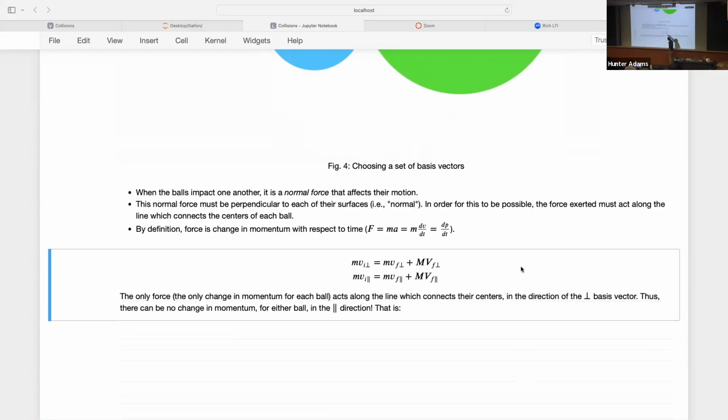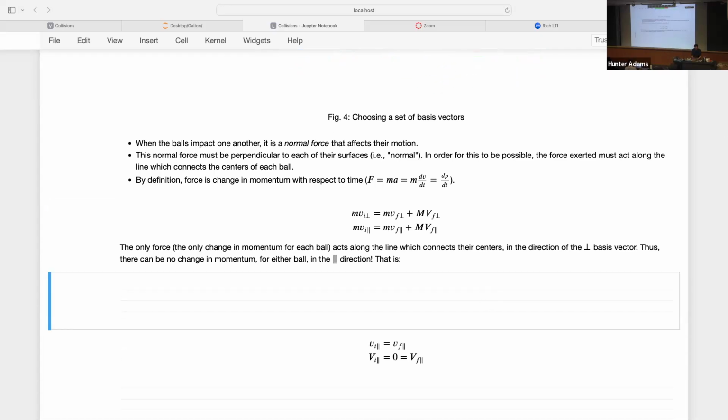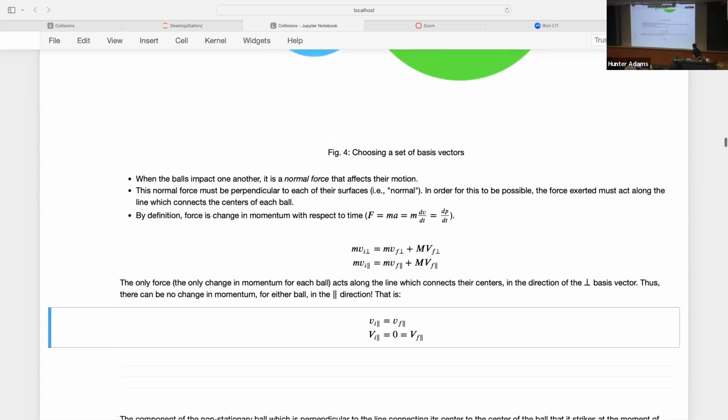But in these axes, the force only acts in the perpendicular direction, right? And so that implies the only change in momentum is in that direction. Momentum is mass times velocity, right? The masses aren't changing, so the only change in velocity is in that direction.